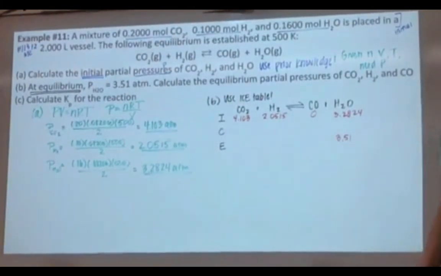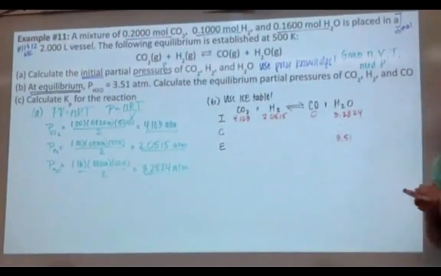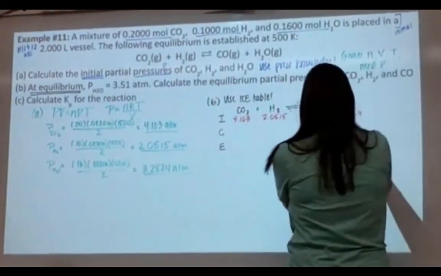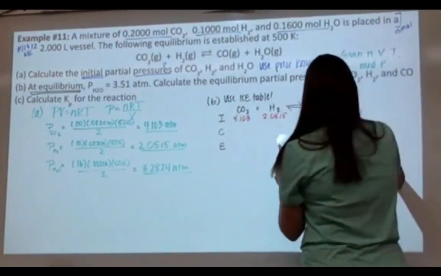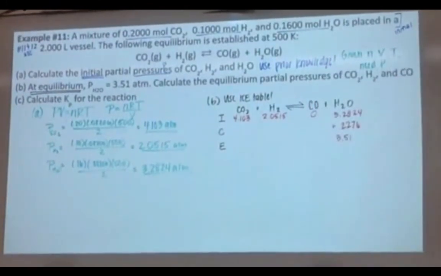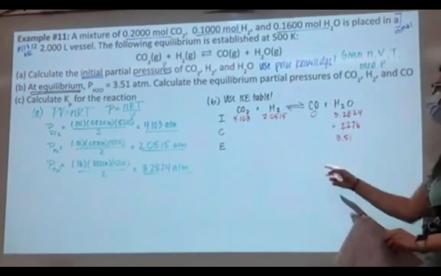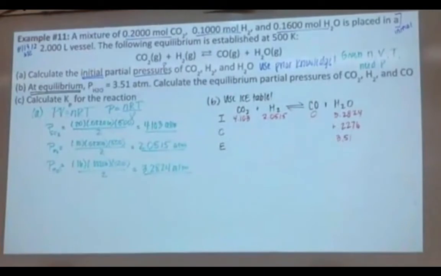So what we need to do is figure out how did we get from 3.2824 to 3.51? Well, we have to add something. You do 3.51 minus 3.2824. That is 0.2276 ATM. The change, you're either adding or subtracting. How do we get from initial to equilibrium? And looking at H2O, we had to add 0.2276 to get 3.51. You think about it like a math problem.